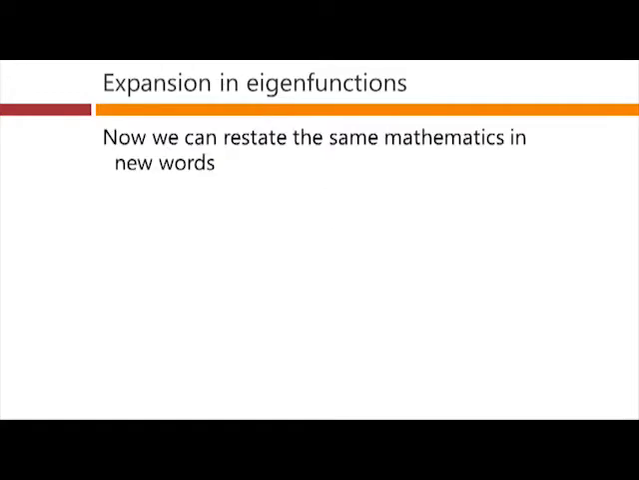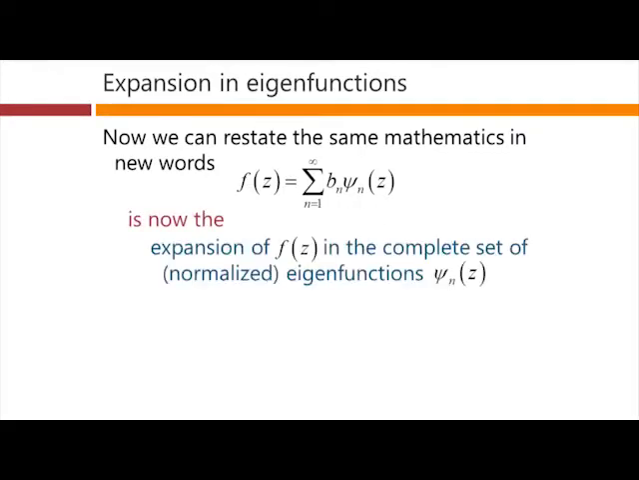So we can restate the same mathematics in new words. We can say, with our function f(z) equal to this summation here over these eigenfunctions, that it is now the expansion of f(z) in the complete set of normalized eigenfunctions. This is exactly the same thing as the Fourier series we just wrote down. It's just another form of words for expressing that.